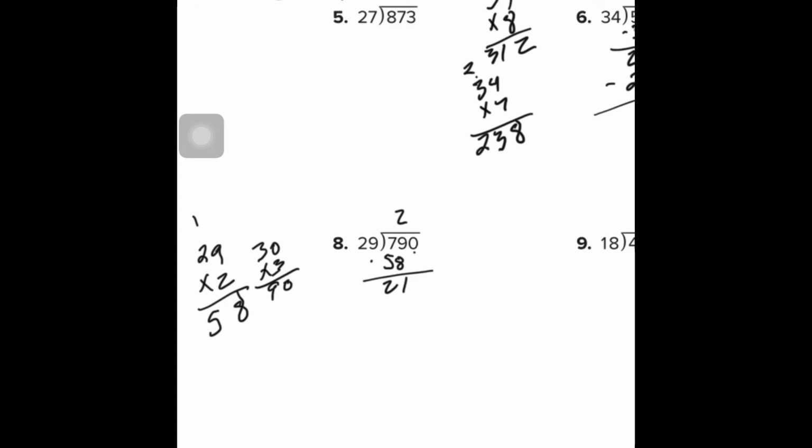And 9 minus 8 is 1. 7 minus 5 is 2. Bring down the 0. 29. Now 29 is really close to 30. And in 210, I can cross off the zeros. So now I have 3 will go into 21 about 7 times. So now I'm going to do a guess and check with 7. So 29 times 7.